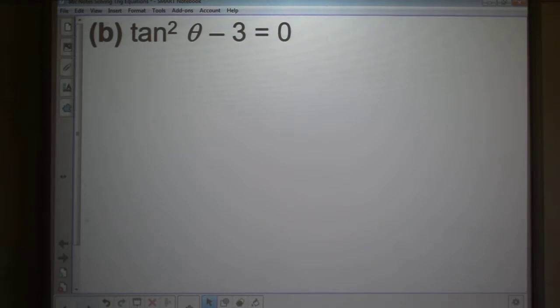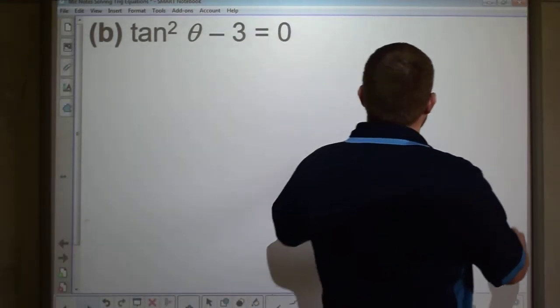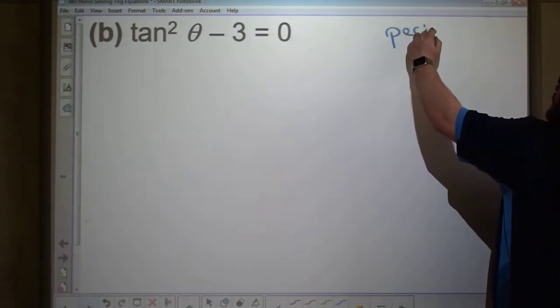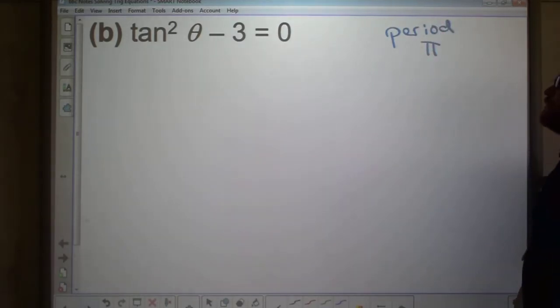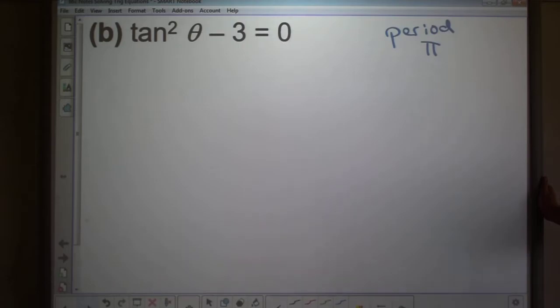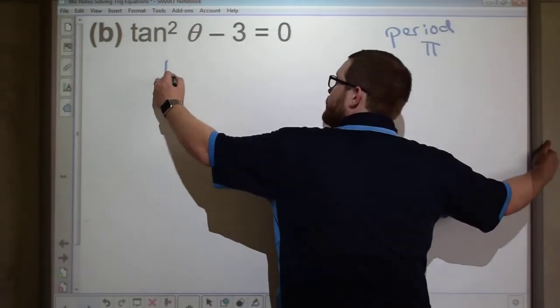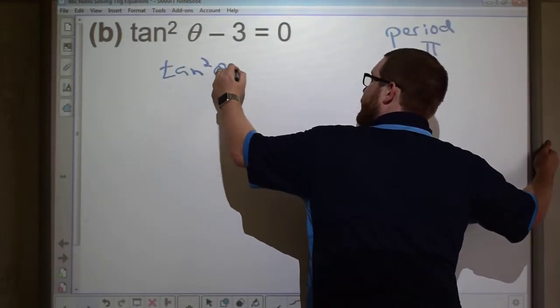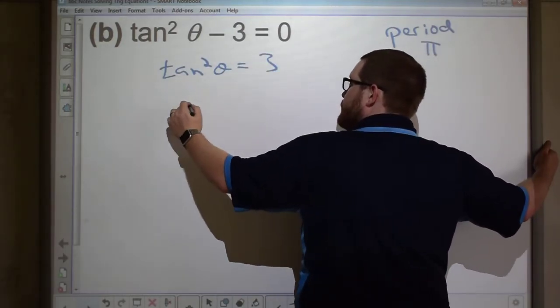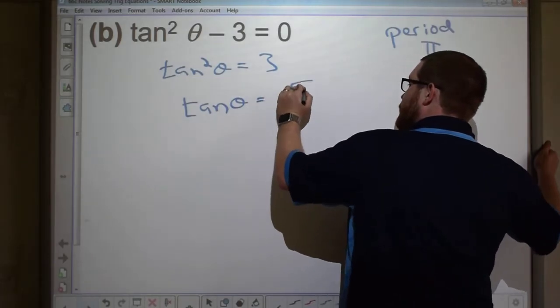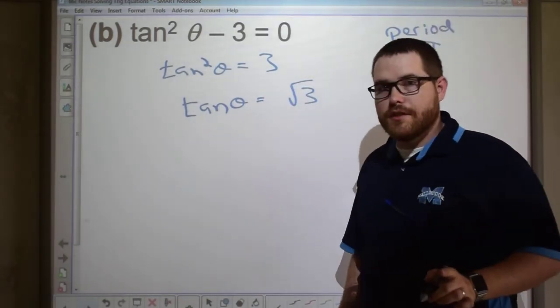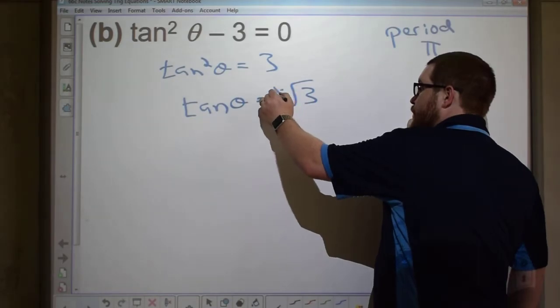Let's try this one. Before I get into it, let's talk about the period. What's the period of this thing? Well, it's pi units. Okay, so let's solve it. Tangent squared of theta equals 3. Let's take the square root. Tangent of theta equals the square root of 3. But I took the square root of both sides, so it has to be plus and minus.